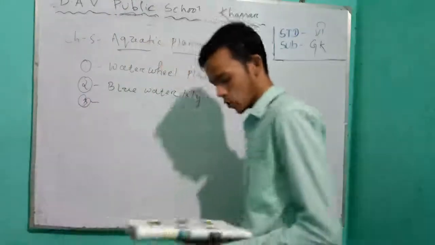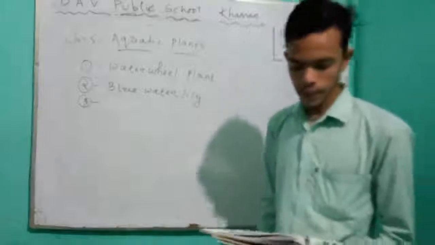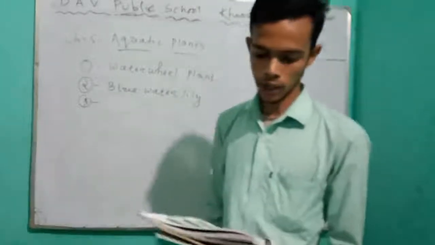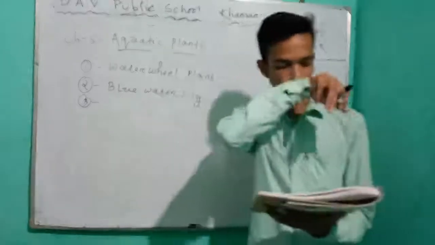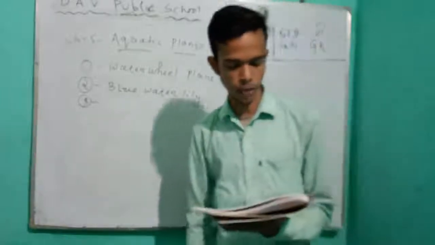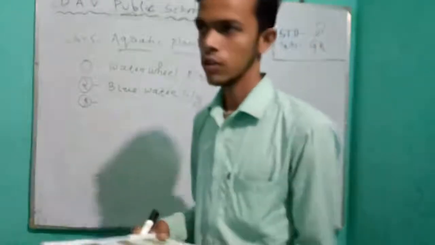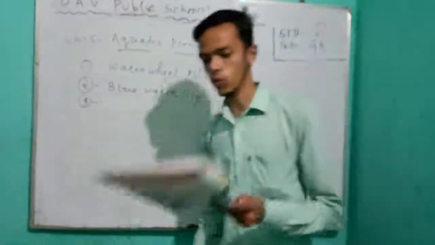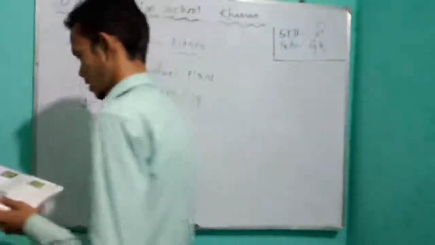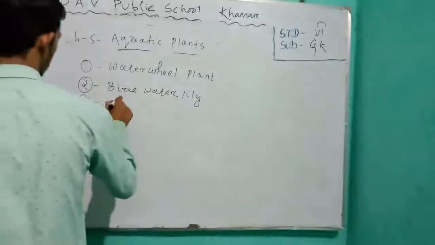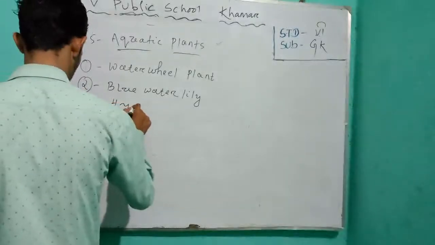Okay, next one: an aquatic weed that is submerged in water. It has permanent roots and branching stems that reach the surface and form dense mats. It forms mats everywhere. So what is number three? That is hydrilla.